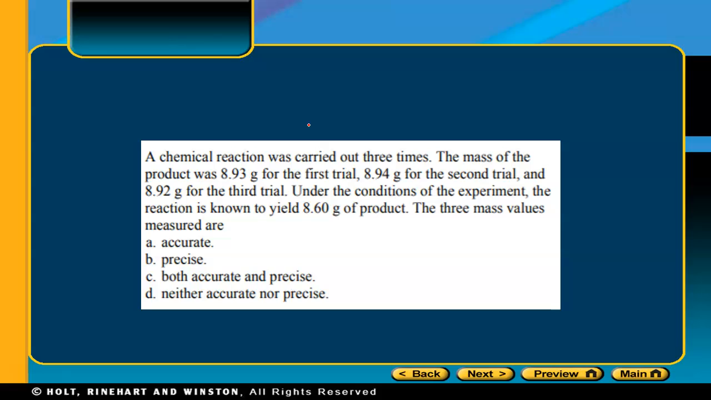And then this one is going to be in the lab. We have the mass of a product was supposed to yield 8.60 grams, and then I got 8.93 for the first trial, 8.94 for the second, and then 8.92 for the third. Does that make sense between?